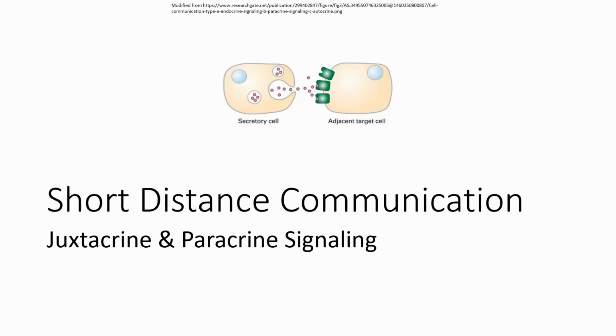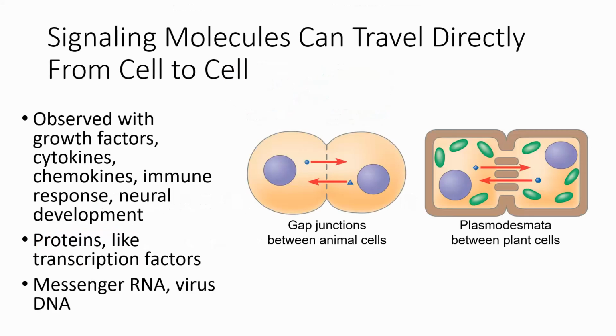Juxtacrine signaling is a term for two cells that are physically connected. I'll show you an example of that soon. Paracrine signaling is neighboring cells, so they don't have a physical interconnection between them. So this is juxtacrine signaling.